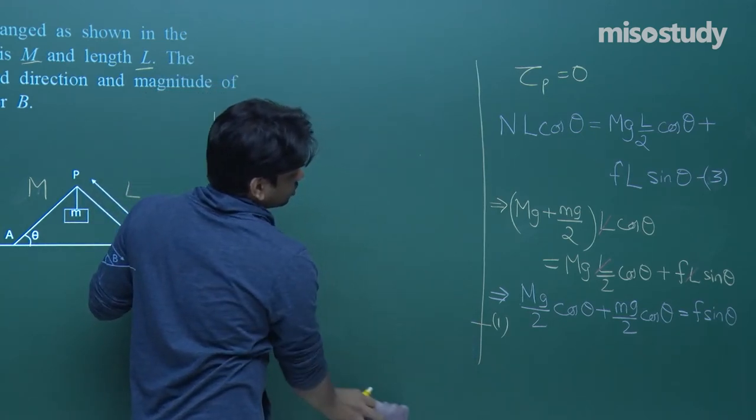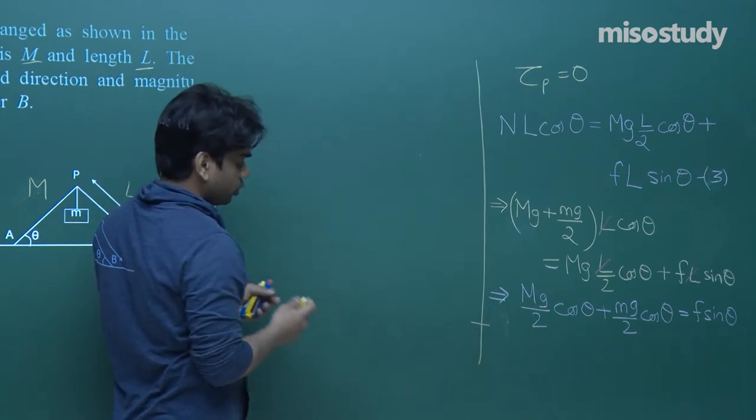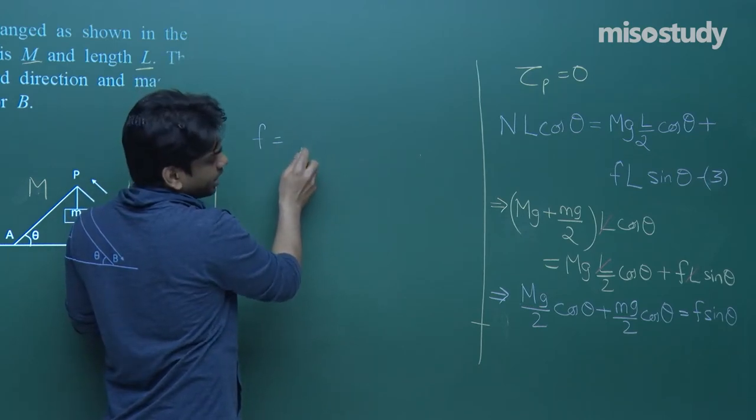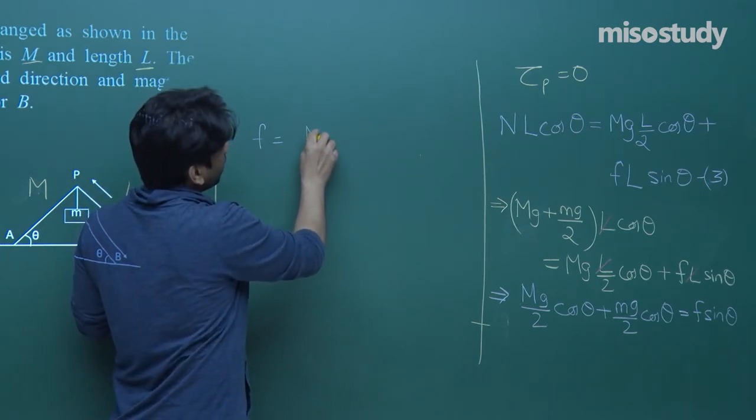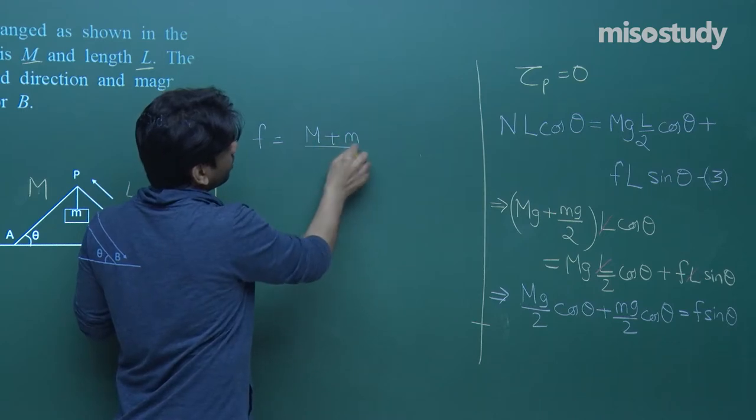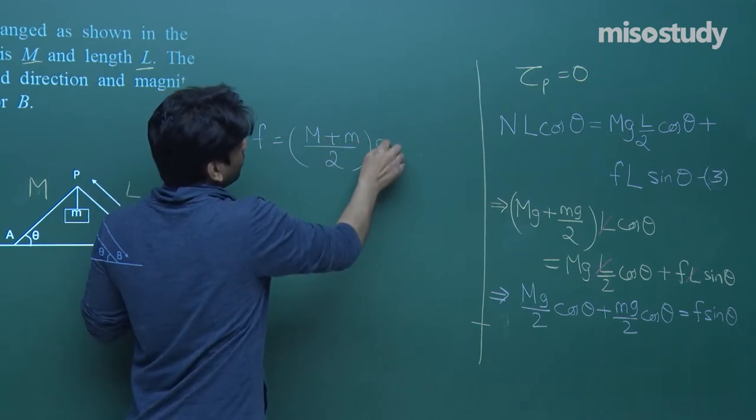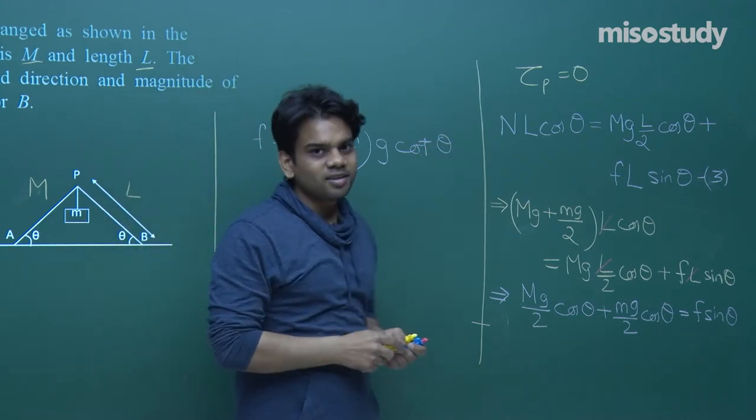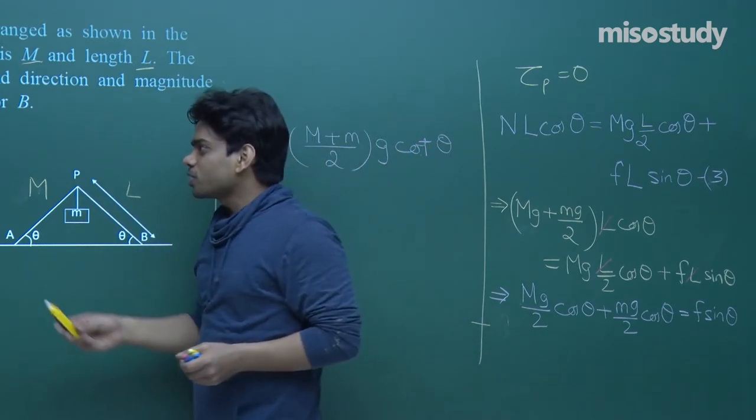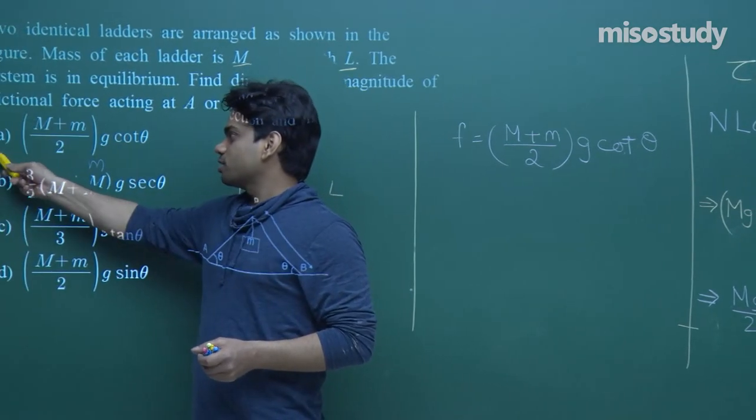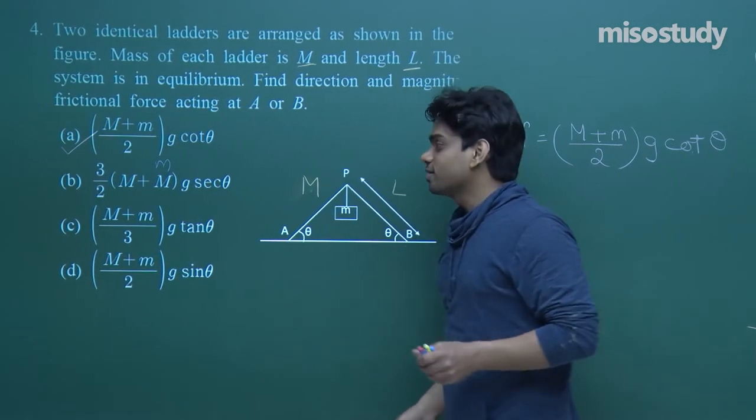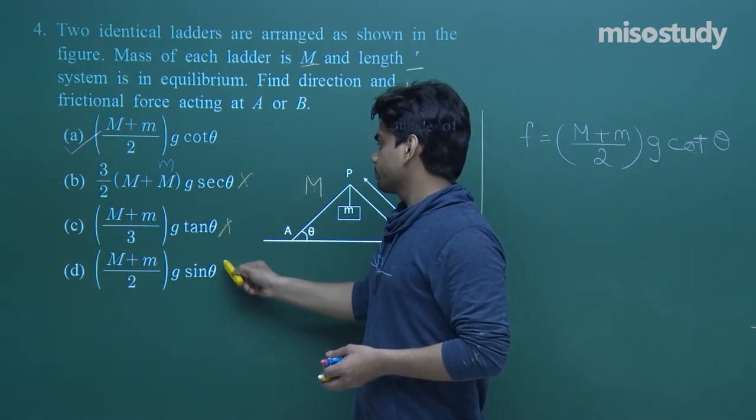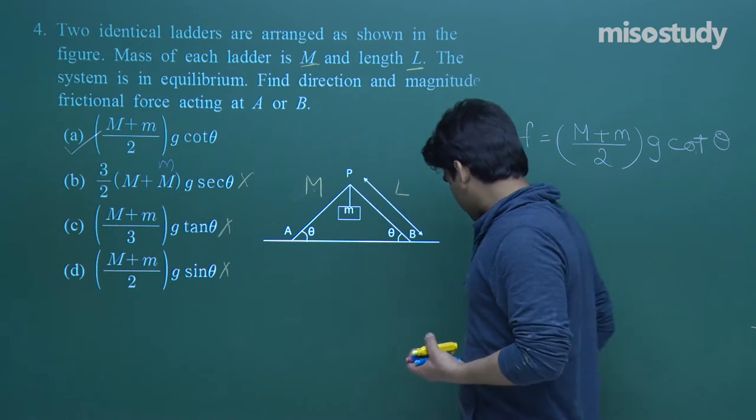The final answer for the value of frictional force that we need to evaluate will come out to be F is equal to, let me take g cot theta as common, and it will be M plus small m by 2 multiplied with g cot theta. This will be the answer. Let's check the answer. M plus m by 2 g cot theta, the first option, is the actual answer. Rest all the options are incorrect. Let's proceed with the next one.